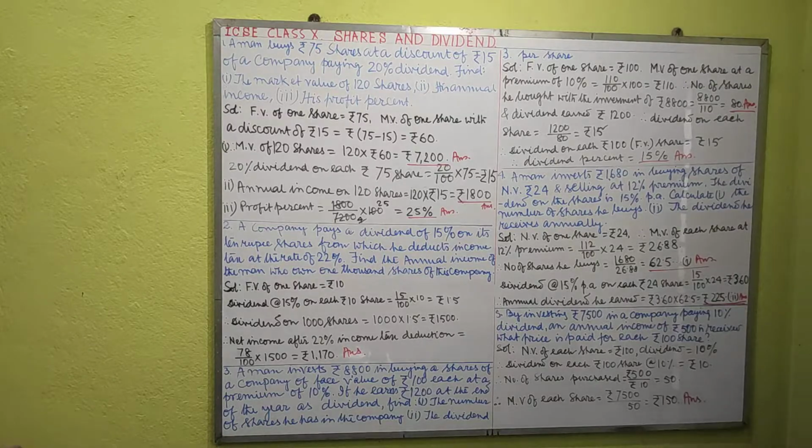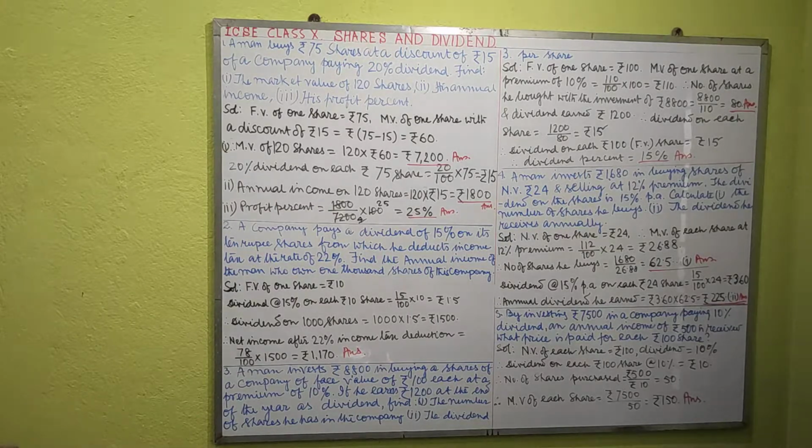Now the solution, the nominal value of one share is rupees 24, and market value of each share at 12% premium equal to, after calculating this, we are getting rupees 26.88. Therefore, number of shares he purchased equal to total investment by cost of one share, that is 62.5. He purchased 62.5 shares at the rate of 26.88.